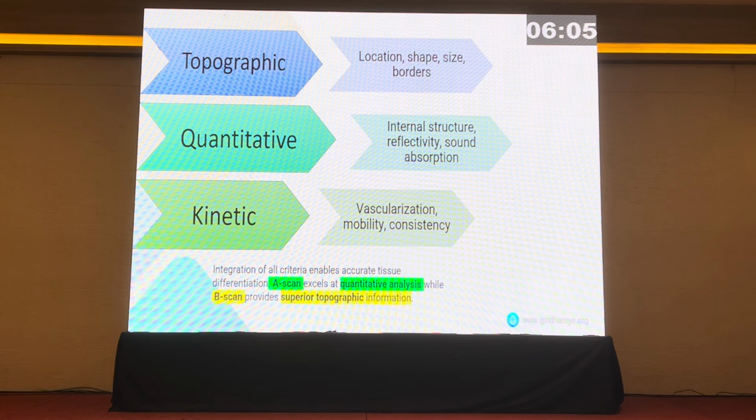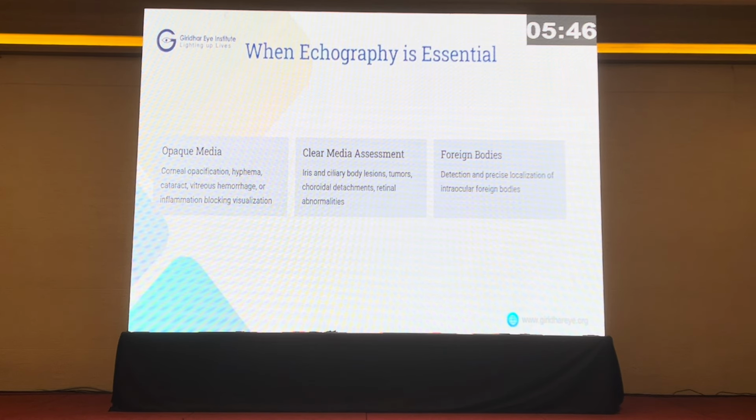Depending upon which scan part is more prominently displayed on the unit or the printout. The A scan is the amplitude scan and B scan is the brightness scan. So A scan gives you a quantitative analysis and the B scan gives you topographic information. And the indications for ultrasound are very simple.